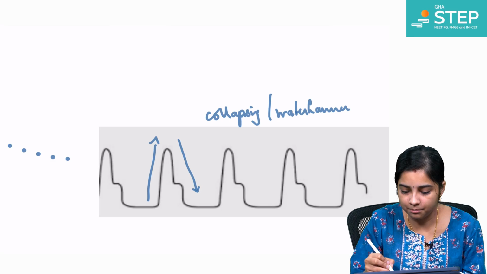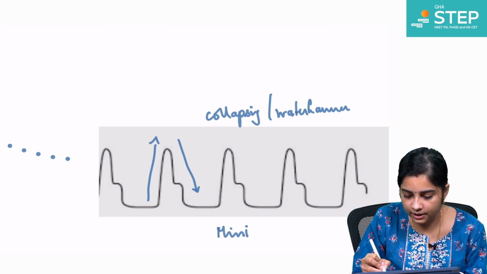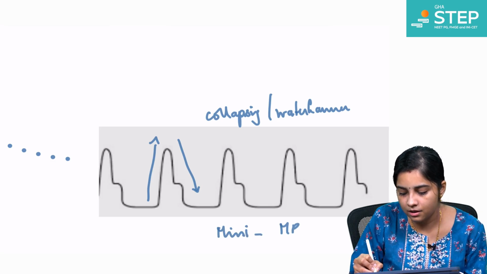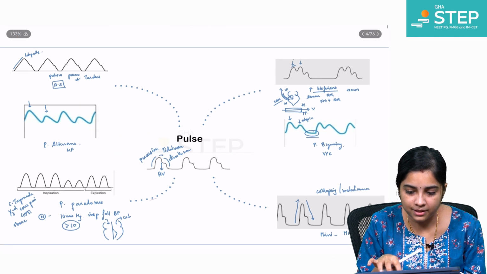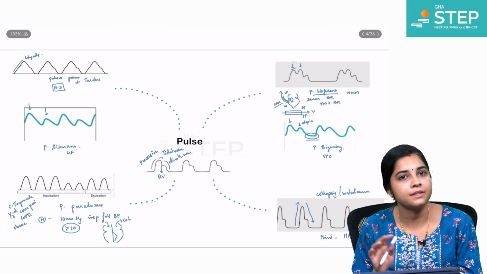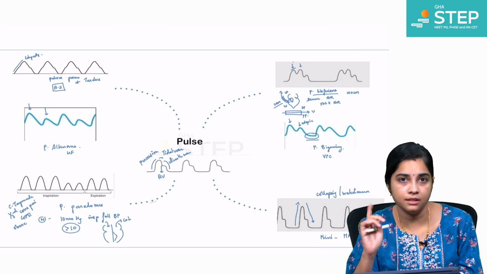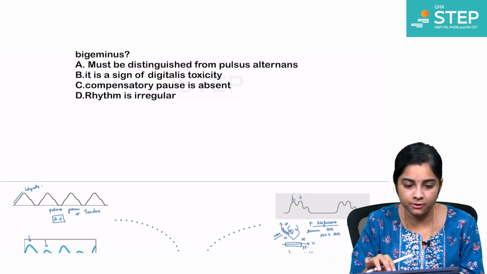And where do you find a mini collapsing pulse? A mini collapsing pulse is seen in mitral regurgitation. Okay, so this is pulse for you. Very brief description of the various types of pulses in one slide. Okay, now let's go back to this question.